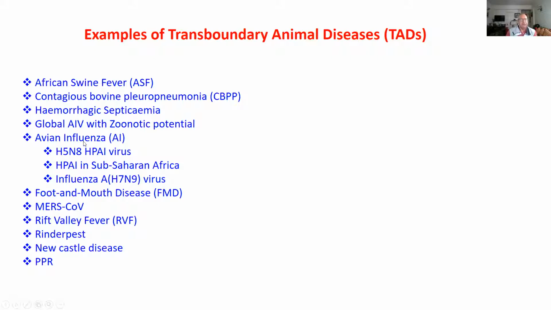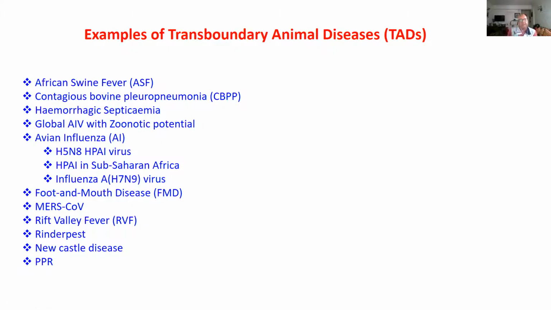Apart from that, there are emerging viruses like H5N8. This H5N8 virus was not there earlier in Nepal. Just 2-3 years back, it emerged in Nepal. And then there are other viruses which are not here, but in sub-Saharan Africa. And then the H7N9 virus, which is still an avian influenza virus, is limited to China. And then similarly, you have foot and mouth disease, MERS coronavirus, Rift Valley fever, rinderpest, Newcastle virus, PPR. So these are some of the examples.